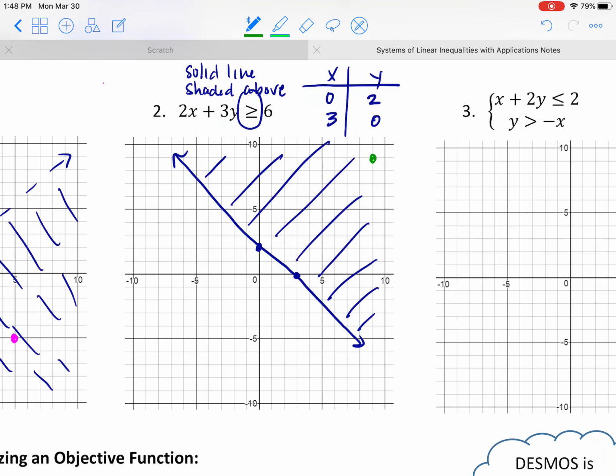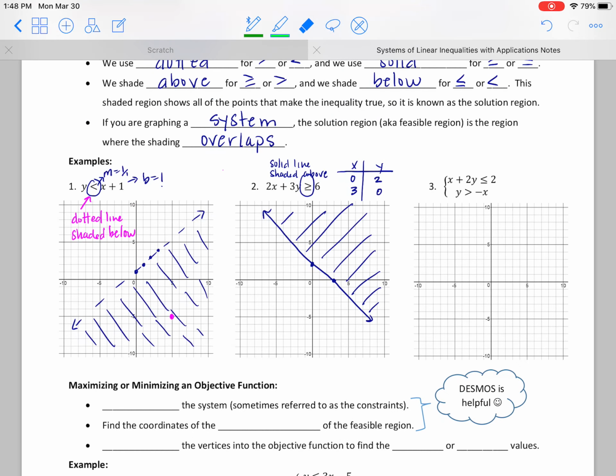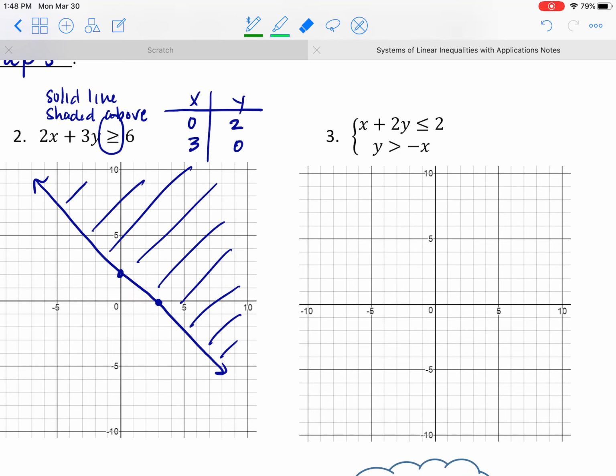Okay, and again, if you weren't sure, you pick a point clearly in your solution region and you plug it in. So if I picked something over here, like 9, 9, 2 times 9 plus 3 times 9 is absolutely going to be bigger than or equal to 6. So I can verify by picking something in the solution region, making sure it makes a true statement, to verify that I have shaded the correct solution region.